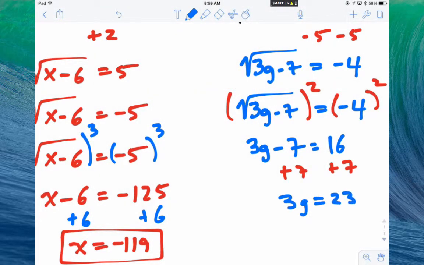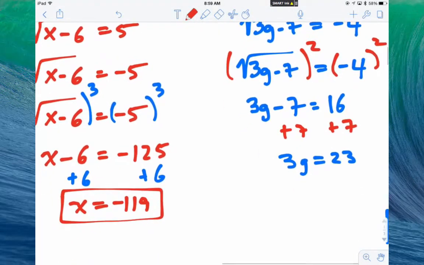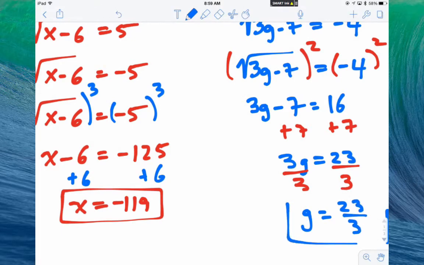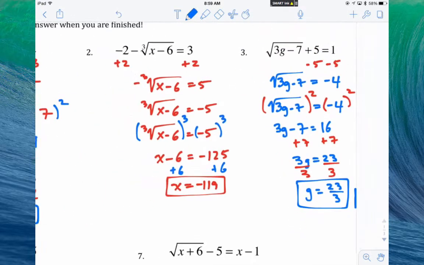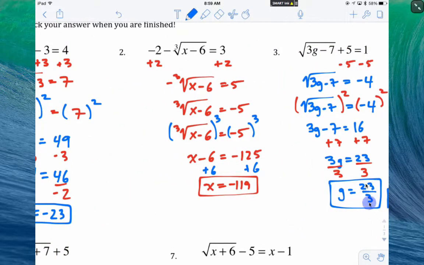Now we're going to get a fraction as an answer. Is that okay? Of course that's okay. Divide both sides by 3. And we end up with our solution, g equals 23 over 3. Always a good idea to check our solution. So let's see what happens if we substitute 23 over 3 in for this variable g.